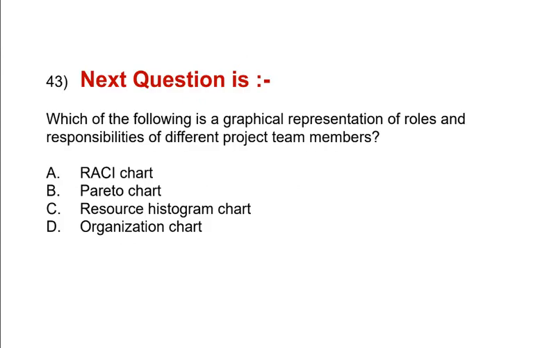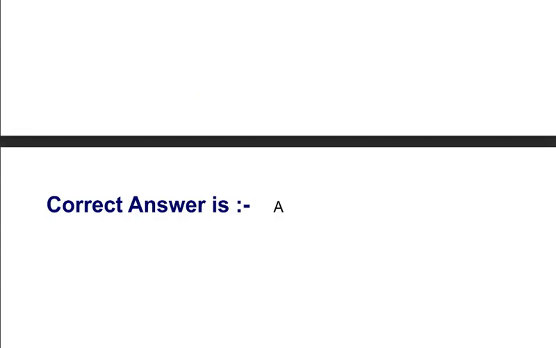Question is, which of the following is a graphical representation of roles and responsibilities of different project team members? Option A, RACI chart. Option B, Pareto chart. Option C, resource histogram chart. Option D, organization chart. Correct answer is option A.